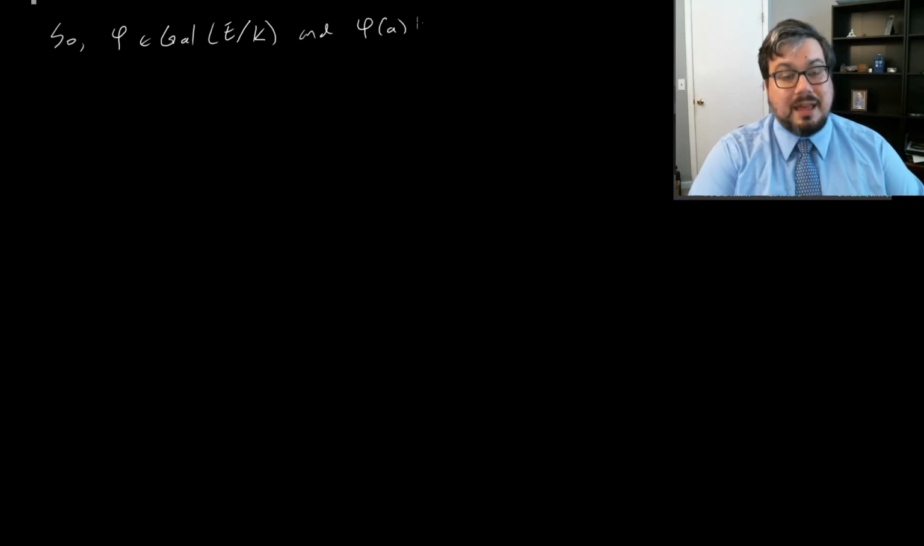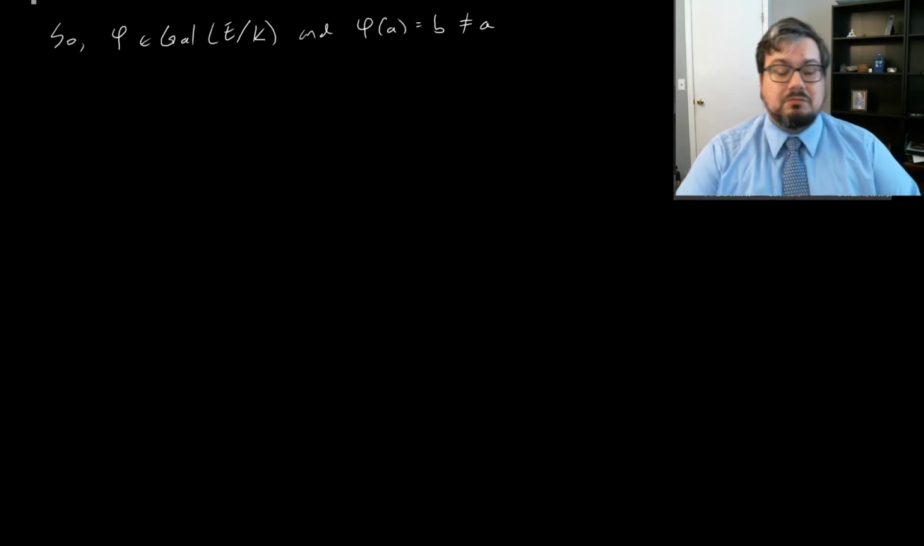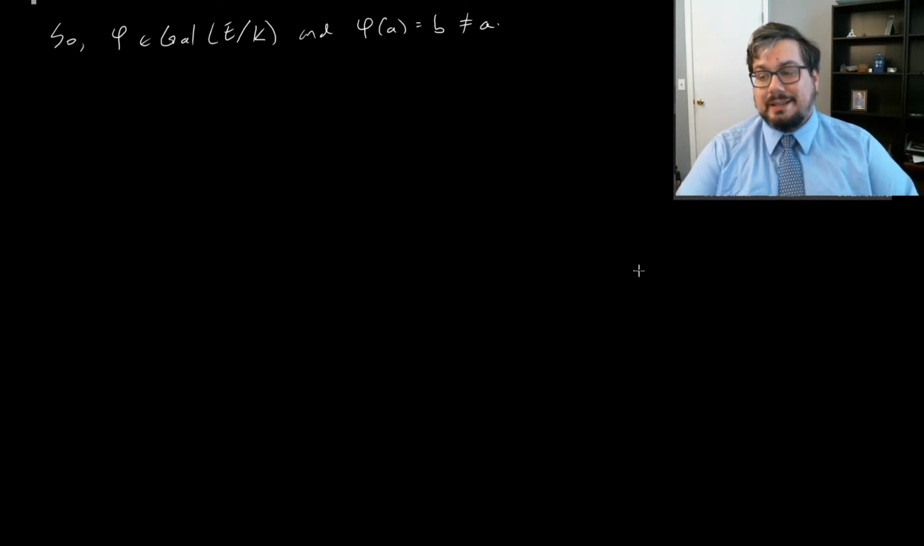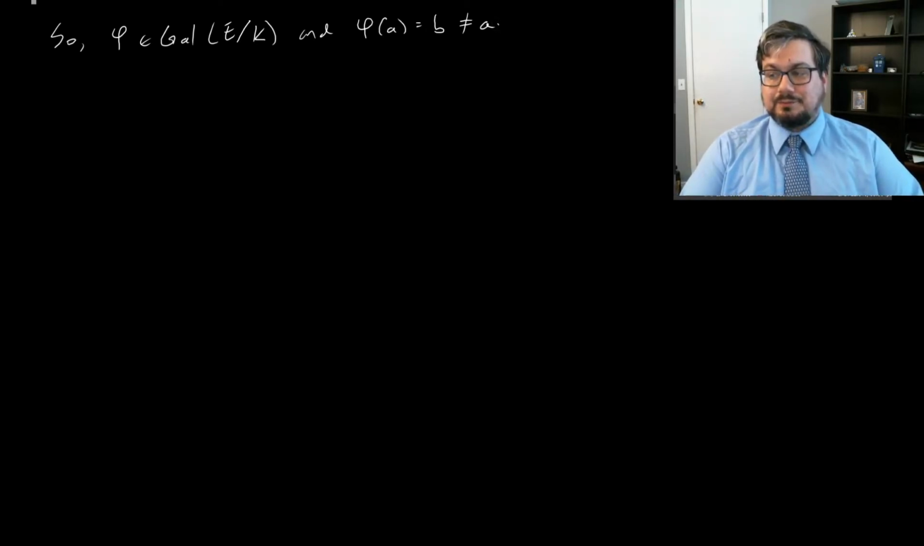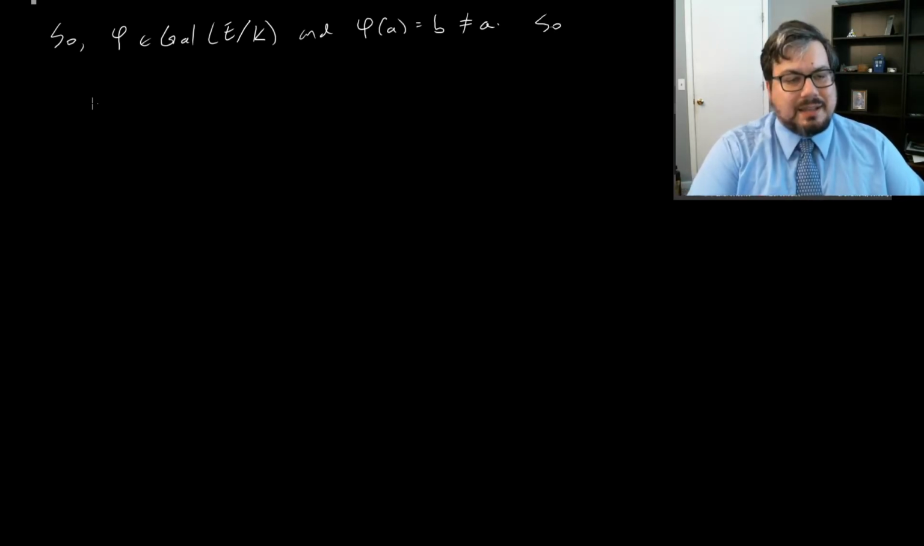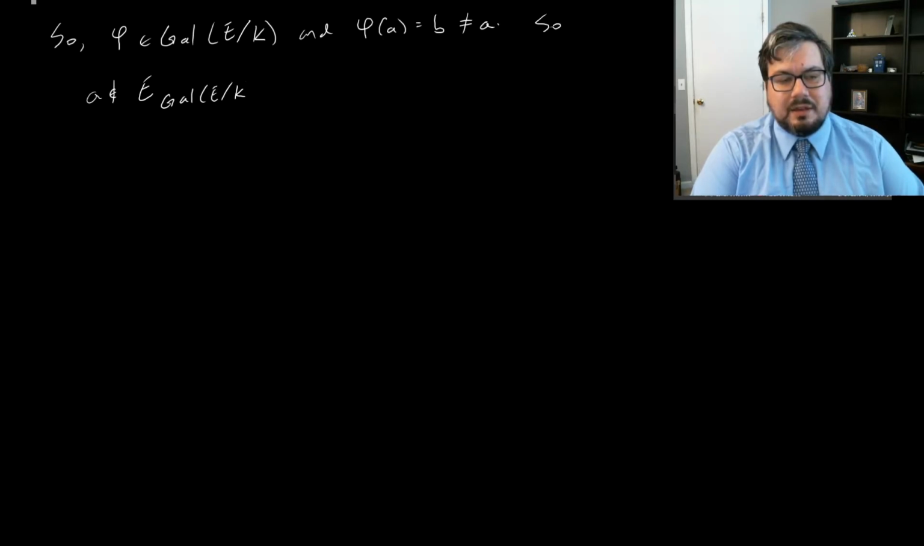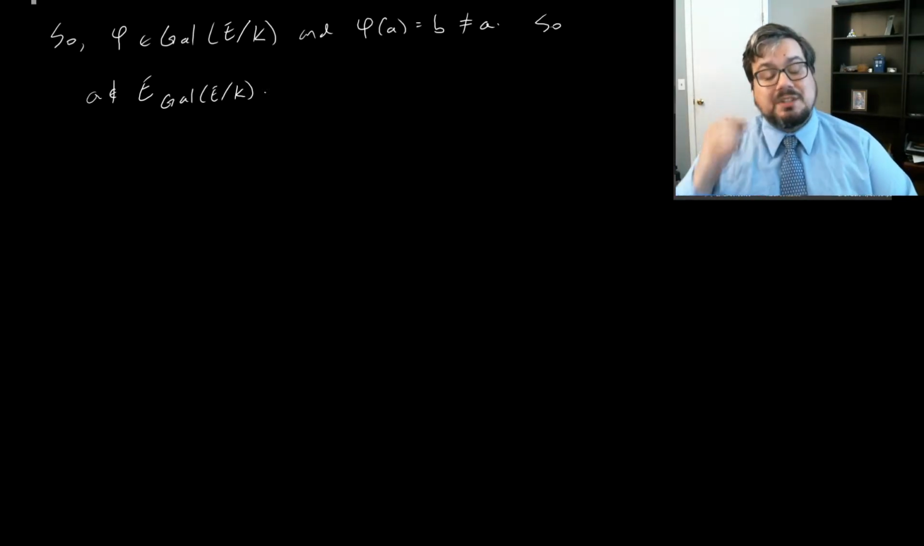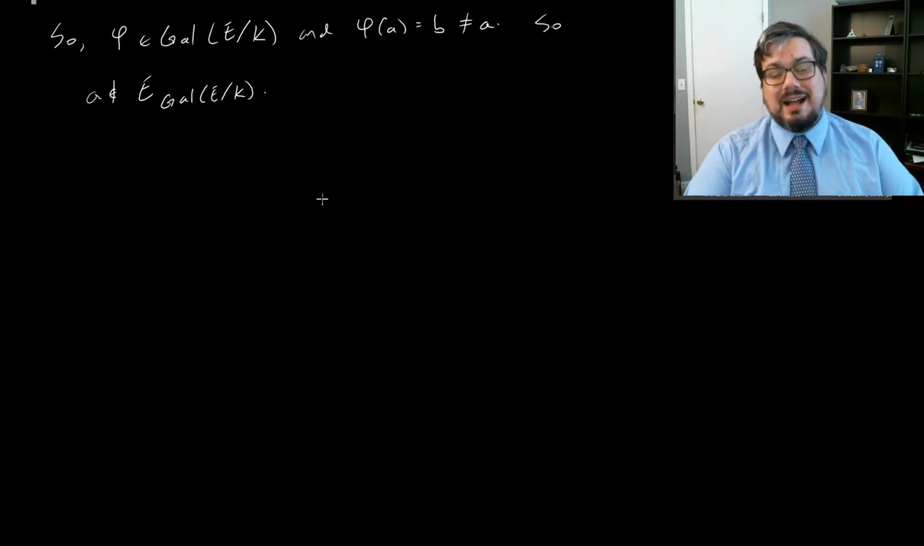So we have that phi is an element of the Galois group of E over K, and phi of A is equal to B, which by construction is not equal to A. In particular, this means that A is not in the fixed field of the Galois group of E over K. So we assumed that A was not in K. We showed that it's not in the fixed field of the Galois group of E over K.